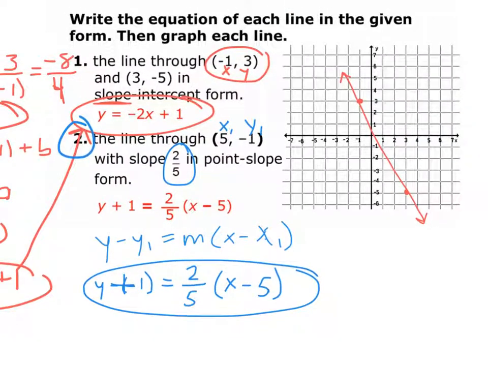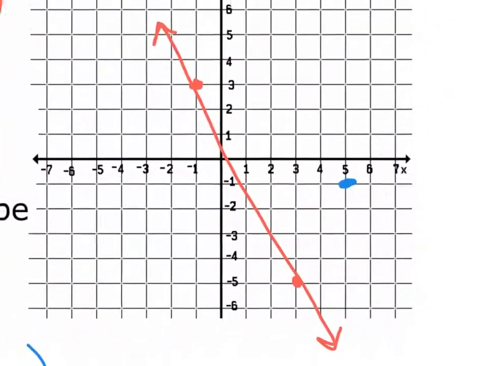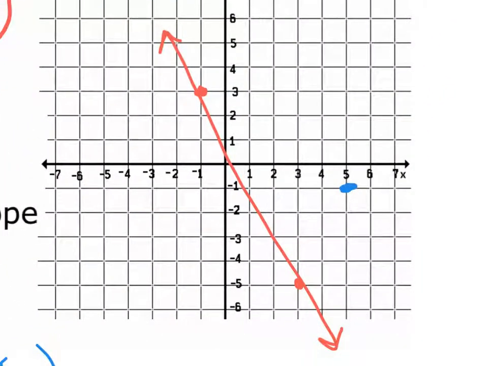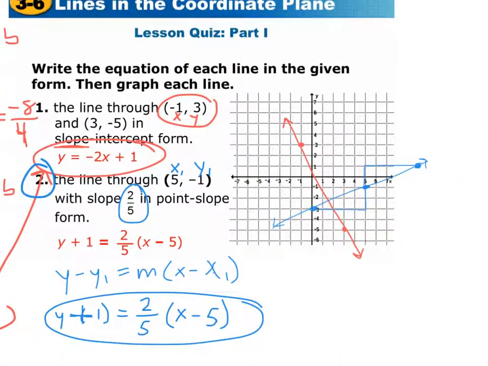We can graph this by starting with the point. So we have (5, -1) right here, and we're going to go up 2 and then to the right 5. So we will go up 1, 2, and to the right 1, 2, 3, 4, 5. There'll be a point here. Since we're off the graph, let's go down 2 and to the left 5. 1, 2, 3, 4, 5. And we have a point there. So we just connect these 3 points, and our line for number 2 would look like that.